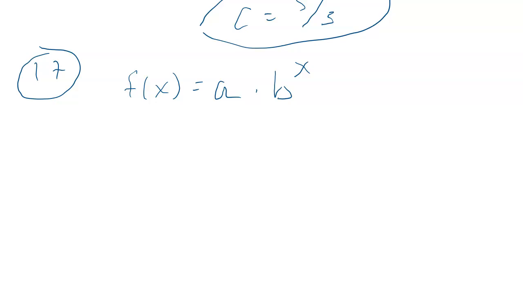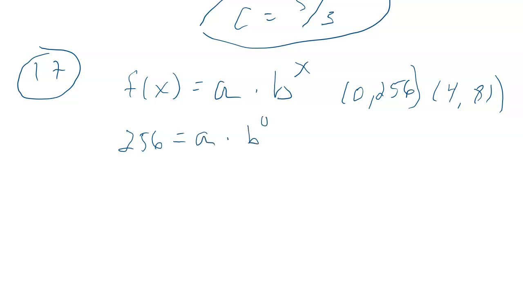All right, so they gave us 2 points for 17. The 2 points were 0, 256, which seems convenient, and 4 and 81. These aren't that hard. When I plug 0 in for x, I get 256 is equal to a times b to the 0. But b to the 0 is just 1, so that goes away and a is equal to 256. So we have the equation f of x is equal to 256 times b to the x.